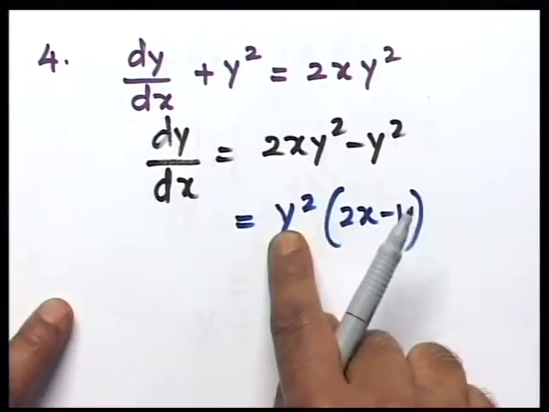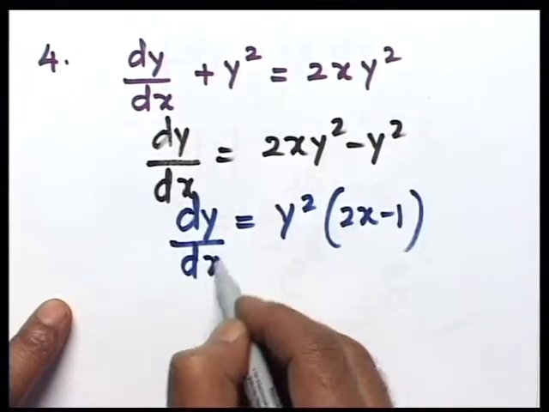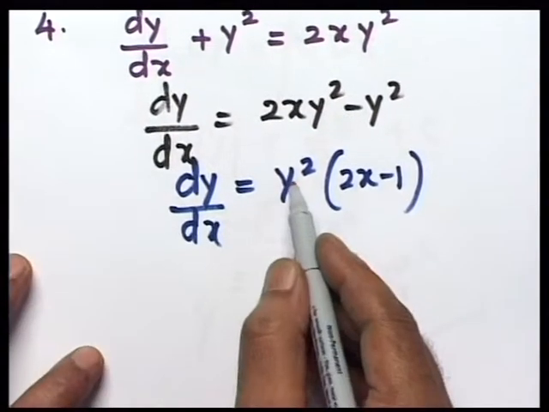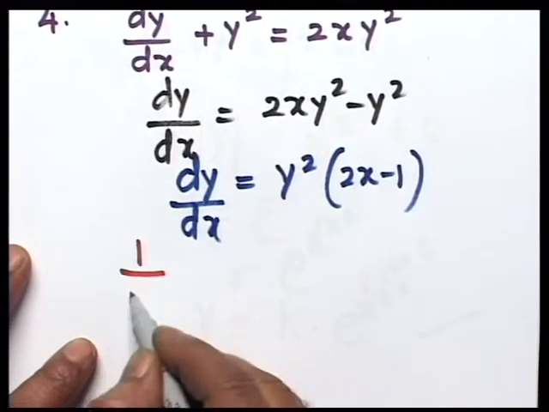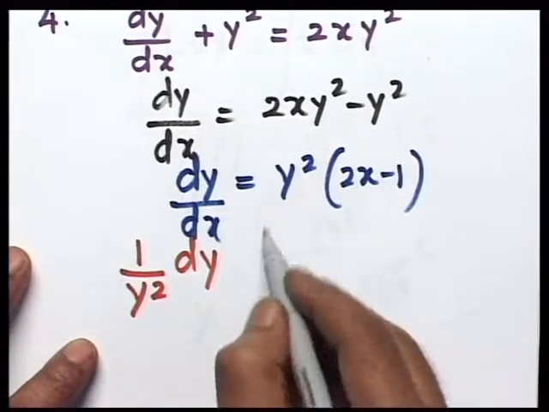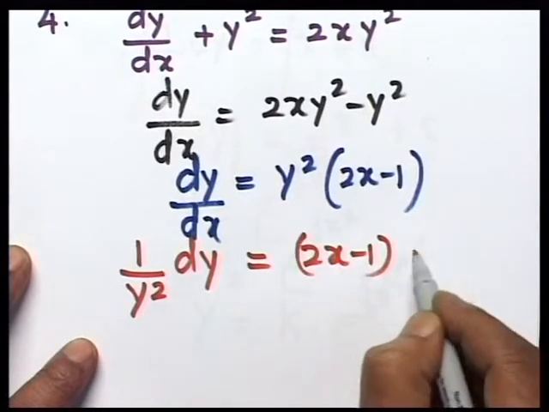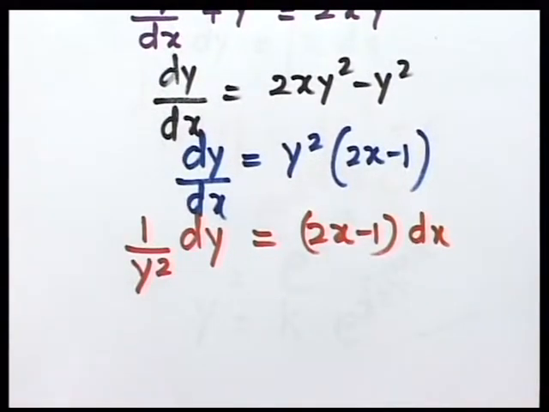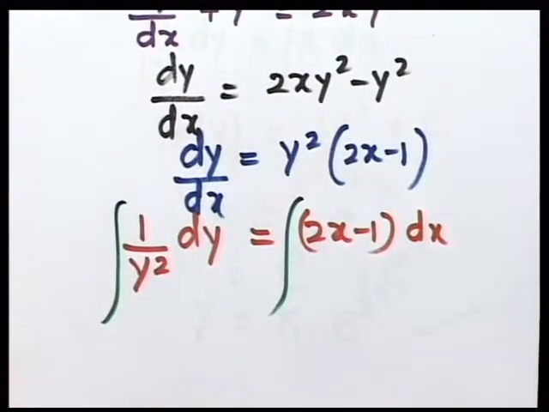Now it's easy to transfer the y to the left hand side. So dy over dx equals that, right? And transfer the y square to the left hand side. So it's 1 over y square, and dy stays there, which is now equal to 2x minus 1 inside the bracket and dx. That's nice, easy to integrate. So integration, left hand side and right hand side, please.